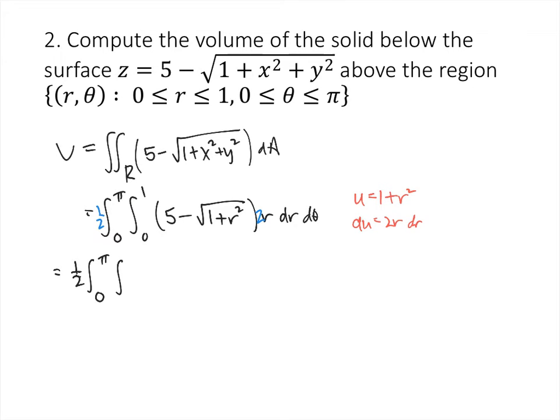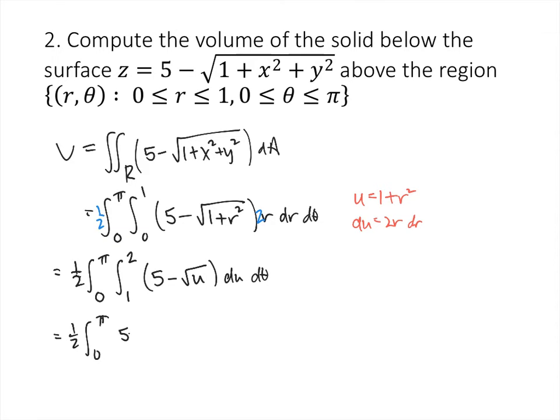So when r equals 0, u is going to equal 1 plus 0 squared, which is 1. And when r equals 1, u will be 1 plus 1 squared, which is 2. So we integrate from 1 to 2, 5 minus the square root of u du d theta. So now we can integrate that.